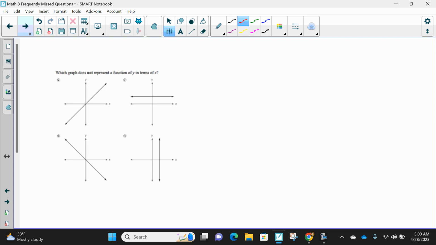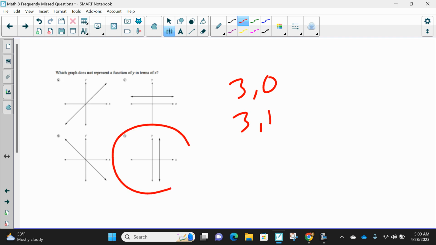Which graph does not represent a function of y in terms of x? So remember that a function cannot have the same input with different outputs. So for example, say this is (3, 0). The next one would be (3, 1) in this graph here. So this is not a function. It also fails the vertical line test because it is a vertical line.